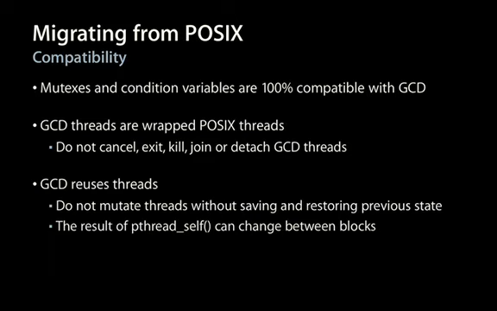It's pretty simple. GCD also reuses threads, and this is how we get a nice boost in performance. And what that means for you as a programmer is that you need to not mutate thread state without saving and restoring the previous state. So if you want to, for example, change the current working directory of a thread, you probably ought to change it back, or else all the subsequent reuse of the thread will be terribly confused. In practice, this isn't much of a problem for any code, but something to keep in mind. And finally, the result of pthread_self can change between block execution, but not during the execution of a block.